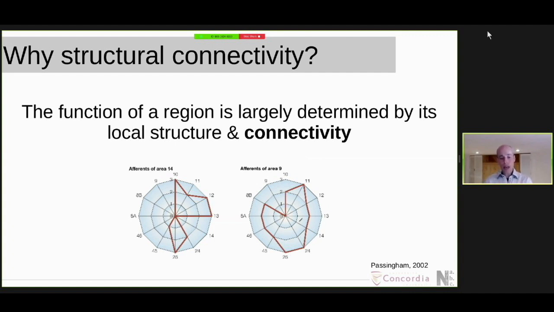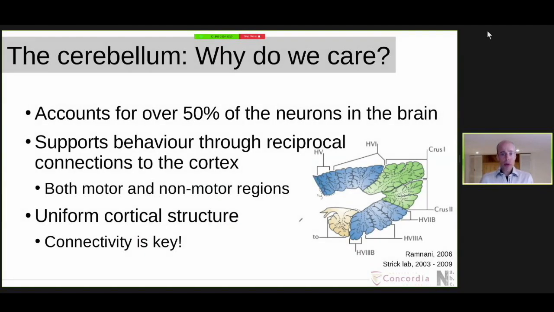Going around the outside of that plot are different regions of the cortex. We know that area 14 has very high connectivity to 10, a little bit less to 11, and almost none to 8B, for instance. And then in area 9, we have afferents that are connecting more to 8B, and obviously different if you go all the way around. So these connectivity fingerprints give you an idea of the function of the region, and the connectivity, the inputs and outputs to the region, determine what the function is going to be. So now we know why we care about connectivity.